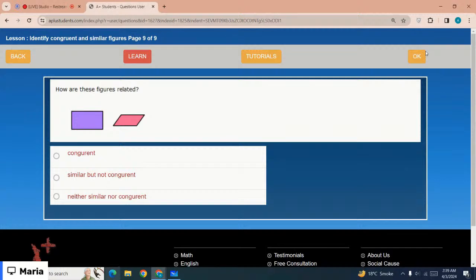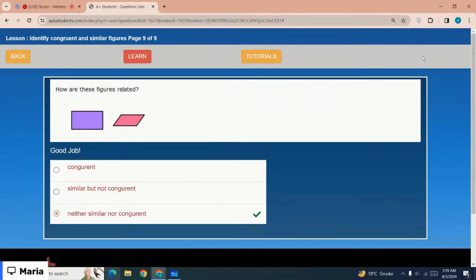Are these two figures related? That is neither similar nor congruent, right? Okay, we are done with the lesson.